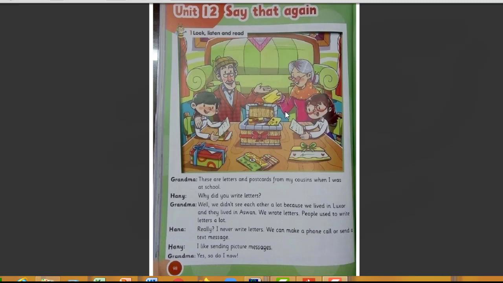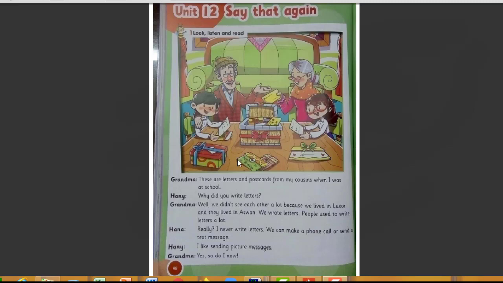Let's read the conversation between Grandma and Henny. Grandma, these are letters and postcards from my cousins when I was at school. Henny, why did you write letters? Grandma, well, we didn't see each other a lot because we lived in Luxor and they lived in Aswan. We wrote letters. People used to write letters a lot. Really? I never write letters. We can make a phone call or send a text message. Honey, I like sending picture messages. Yes, so do I.